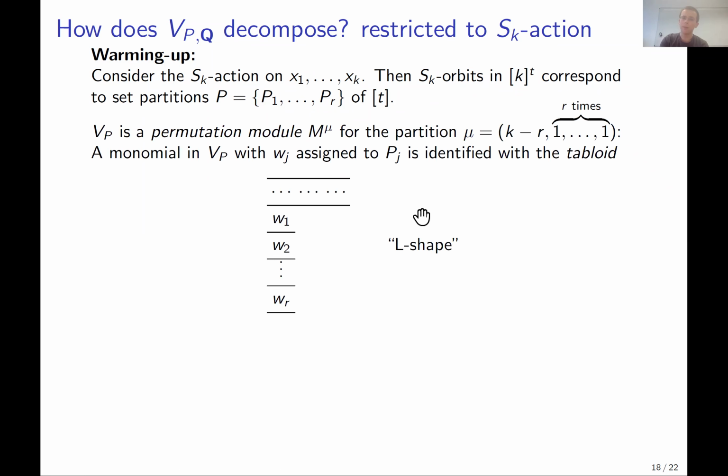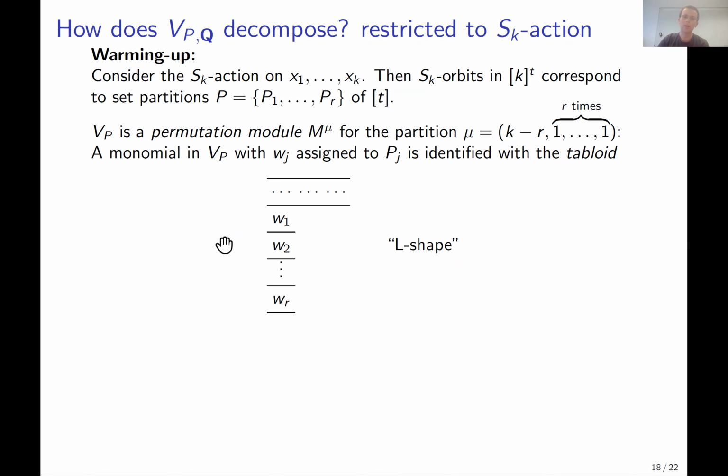Okay, so now we use representation theory to decompose these vector spaces corresponding to orbits. It's not too hard to show that this vector space V_P, this orbit space, let's say, is actually isomorphic to a very well-known module for the symmetric group. It's this permutation module where the partition takes this shape.